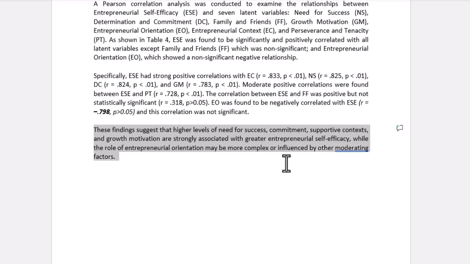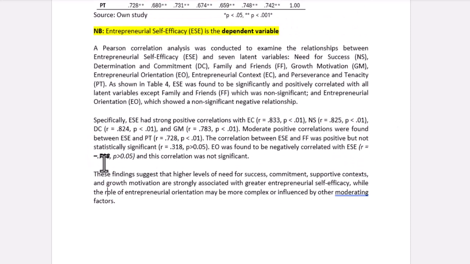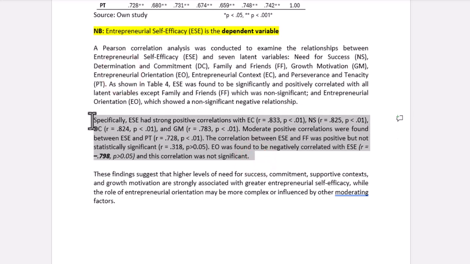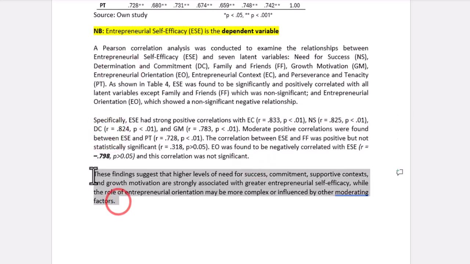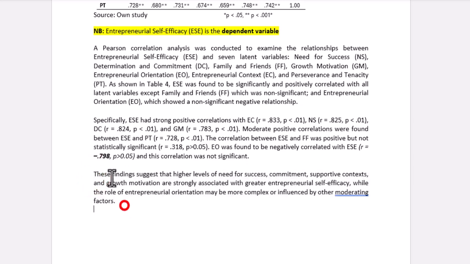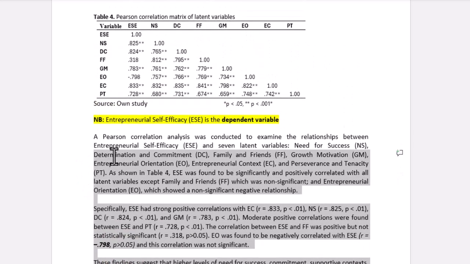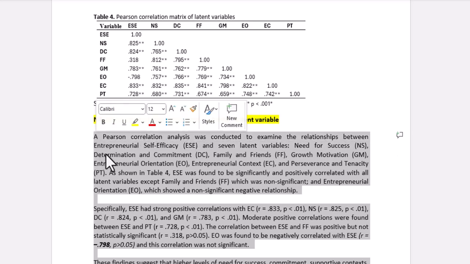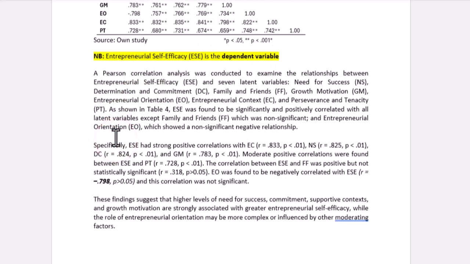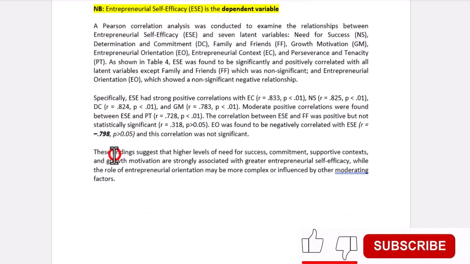I want you to note the arrangement of the explanation. We start with an introductory paragraph, then we present the actual statistics, and then we summarize the meaning or what these results imply. That is how we interpret statistical results in APA format: an introductory paragraph, the actual statistics, and then a summary of the implications or the meaning of those results.